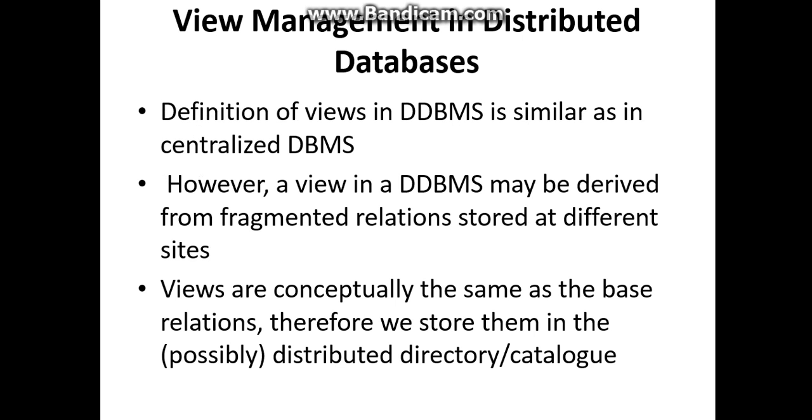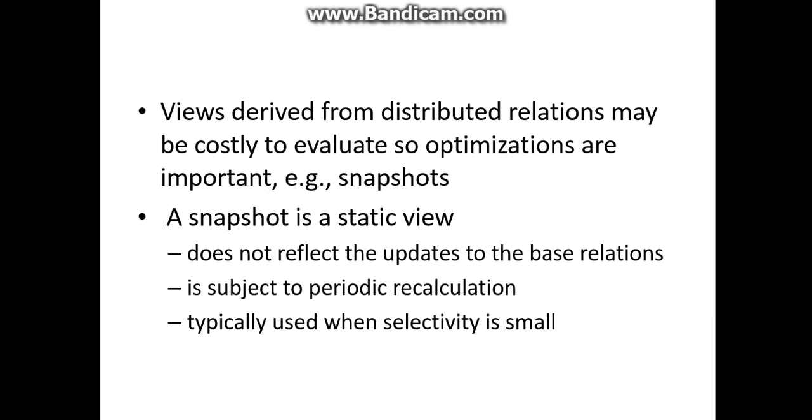Now, view management in a distributed database. The definition of views in a distributed database is similar to a centralized database management system. However, a view in a distributed database may be derived from fragmented relations stored at different sites. Views are conceptually the same as base relations. Therefore, we store them in a distributed manner. Views derived from distributed relations may be costly to evaluate, so optimization is important. For example, snapshots. Here are some characteristics of a snapshot, so you can go through it.